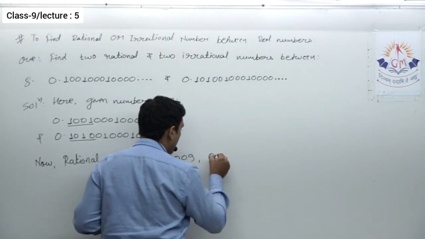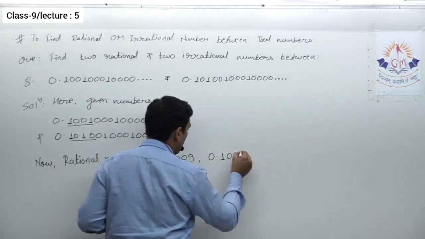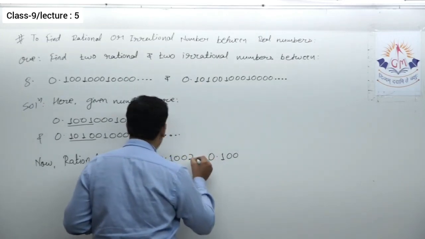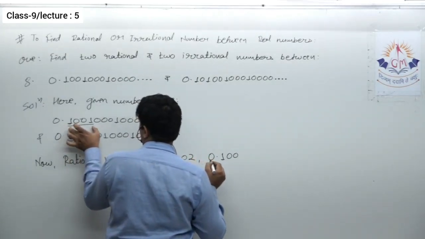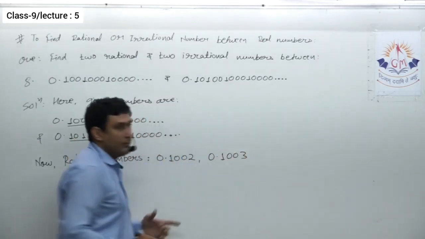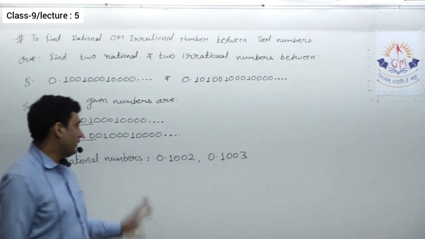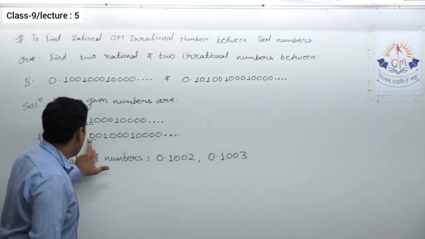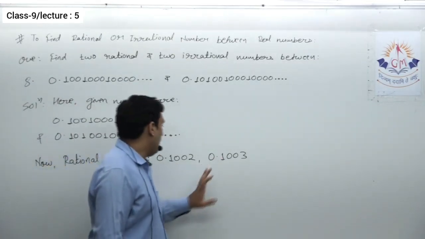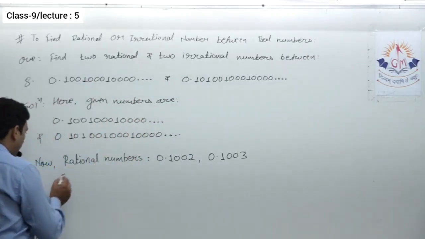And another number is 0.100. Okay, instead of 9 better to write 2, because this is after 1001, so 1002 and 1003 without decimal I am reading. So now as I got these two numbers, these are the rational numbers. Now it is very easy to find irrational numbers.